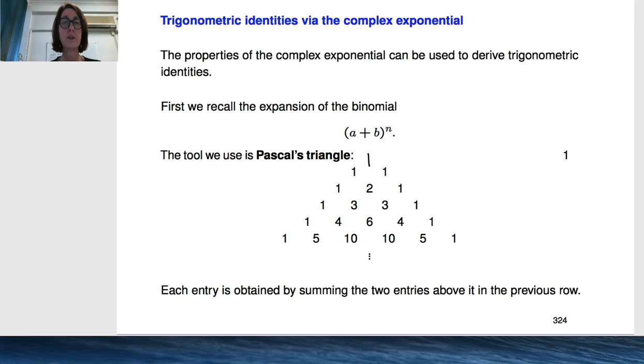Okay, so now we're going to use the complex exponential to derive some trigonometric identities. The first thing we're going to do is just recall the binomial expansion of an expression that looks like this. Some of you may be familiar with Pascal's triangle, others might not have seen it before, so it's worth spending a little bit of time looking at Pascal's triangle.